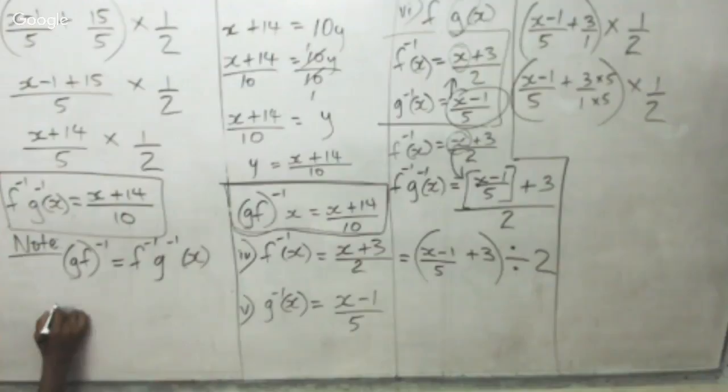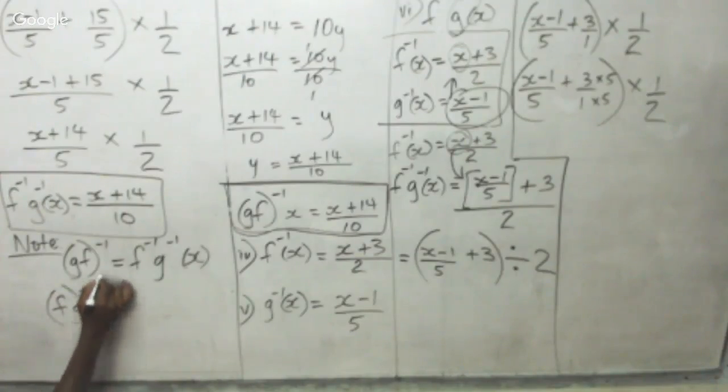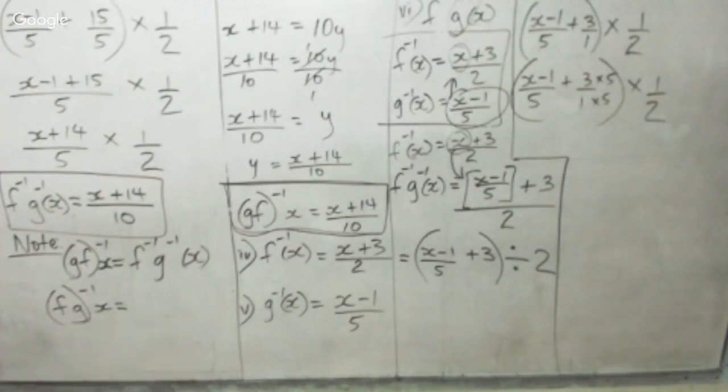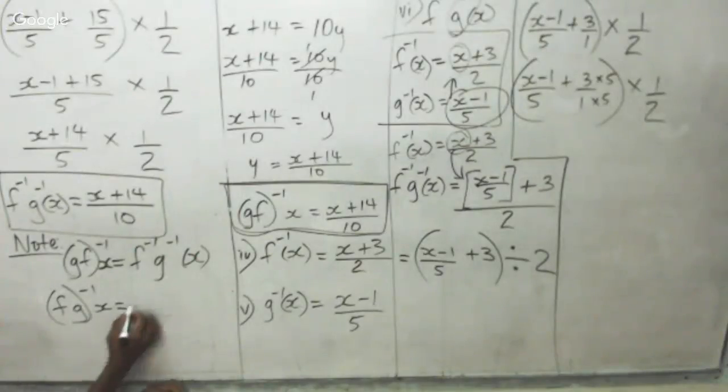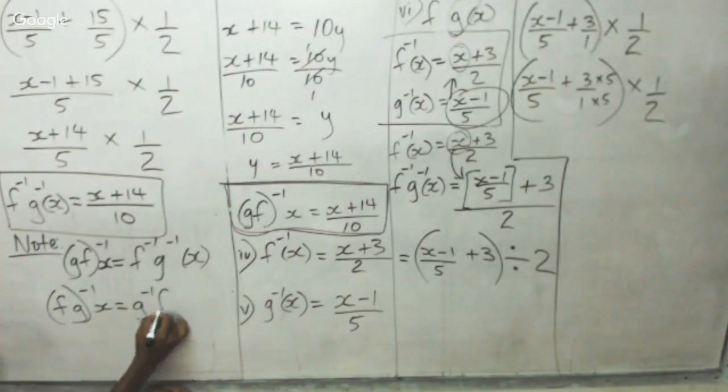So FG now. Tell me what this is going to be. X is here. X should be here. So FG inverse is equal to what? Tell me. FG inverse is equal to the same thing. Sorry, G inverse, F inverse. Very good.